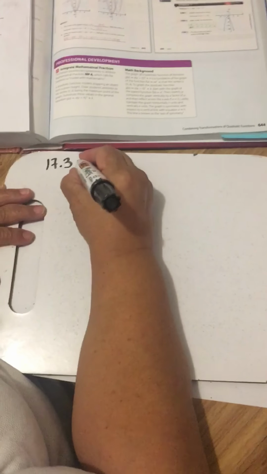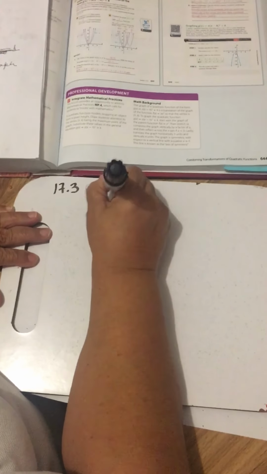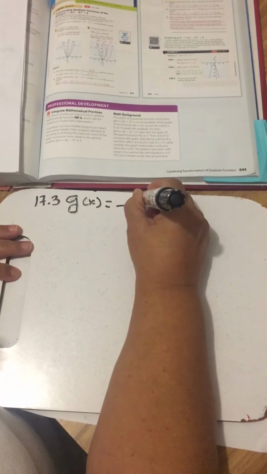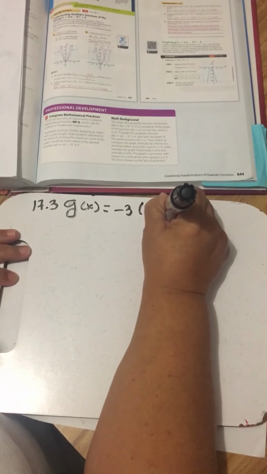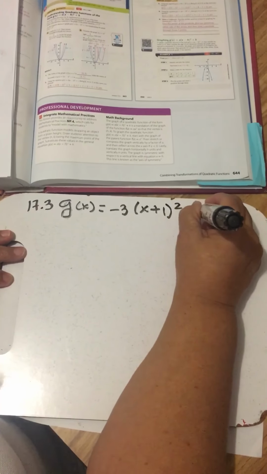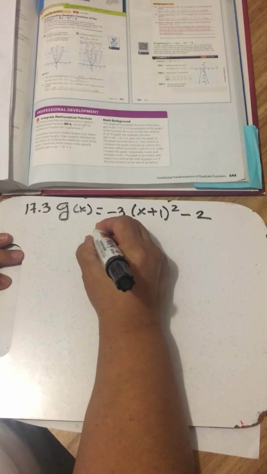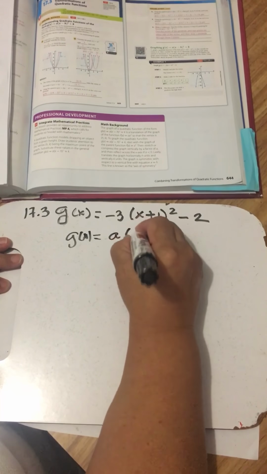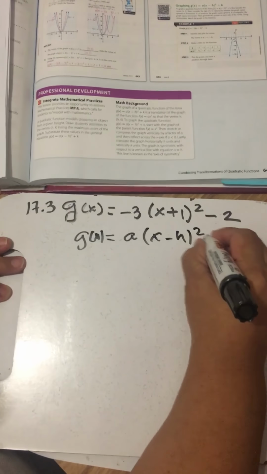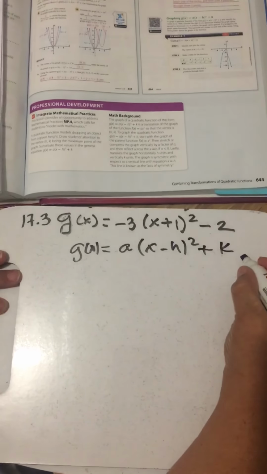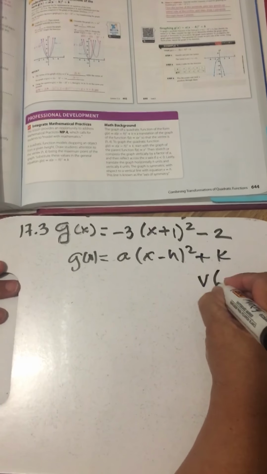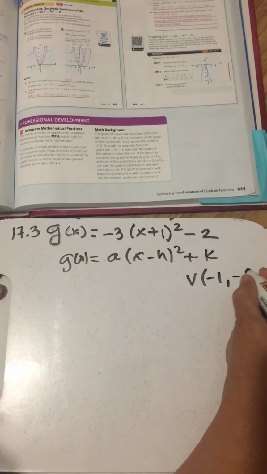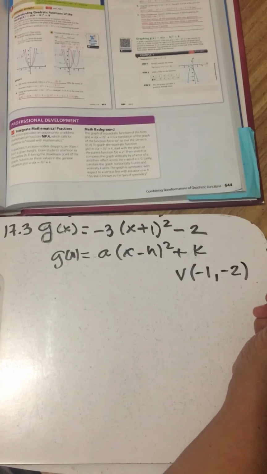Now, we're going to graph f(x) equal to minus 3 (x plus 1) squared minus 2. If we check, the general form is going to be a (x minus h) squared plus k, and here we can obtain the vertex of the parabola. The vertex is going to be h equal to minus 1, and k is going to be minus 2. This is the vertex of the graphic.